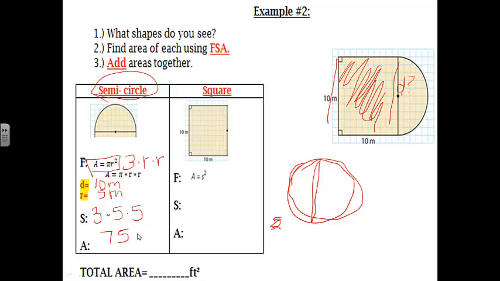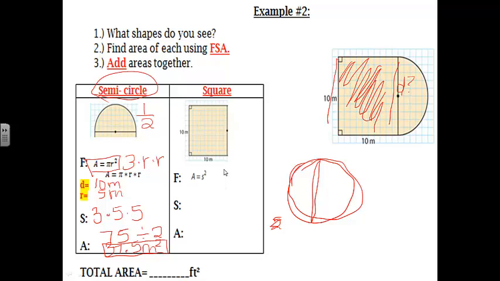Okay, now, do you think this is going to be my area of a semicircle or a half circle? No, what do you think I need to do? Good, you're going to divide by 2 because it's a half circle. So circles can be half of a circle or 1/4 of a circle. Whatever it's split into is what you're going to have to divide by. So 75 divided by 2 is going to give me 37 and a half. Okay, circles can kind of be tricky here. So meters squared. So that's my area for the semicircle.